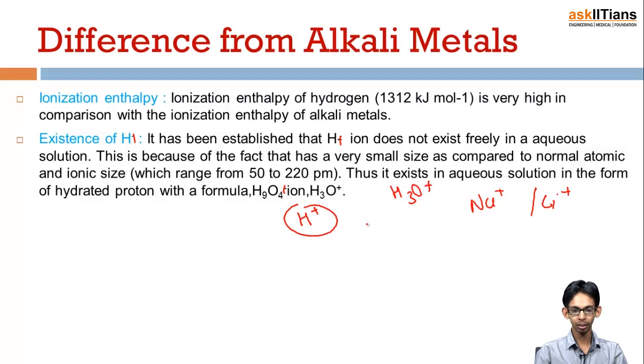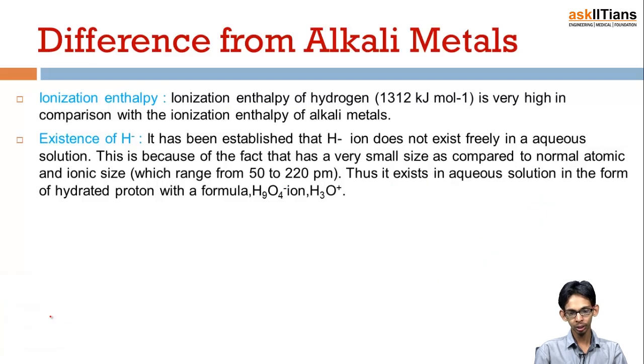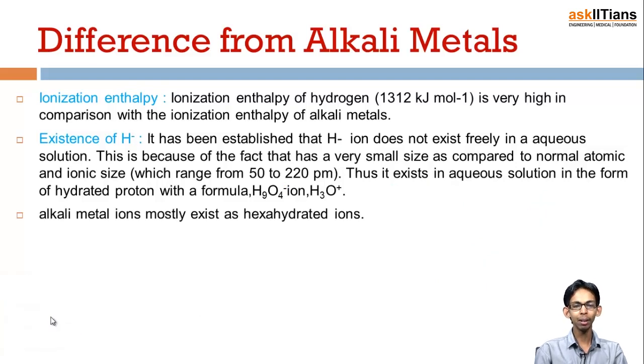This is because hydrogen is very small in size, thus removal of one electron requires first of all a very large amount of energy, and if it is removed then this proton or H+ becomes so reactive that it exists only in aqueous state, and in aqueous state also it combines with a water molecule to form H3O+. So it is always found in H3O+ form and not in H+ form. So this was the second difference. And alkali metals mostly exist as hexahydrate ions but not the hydrogen.